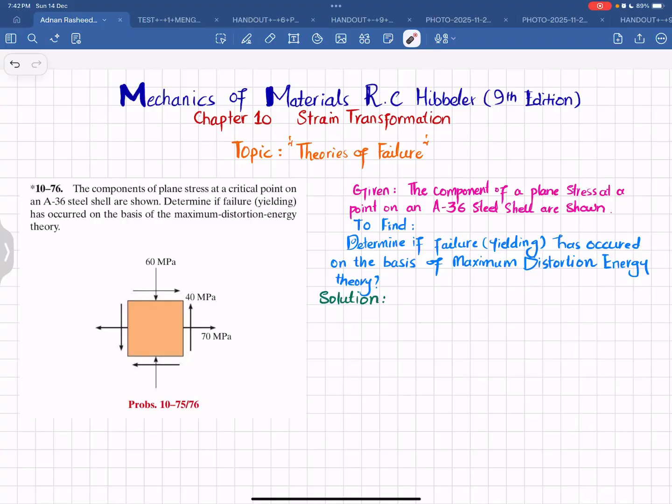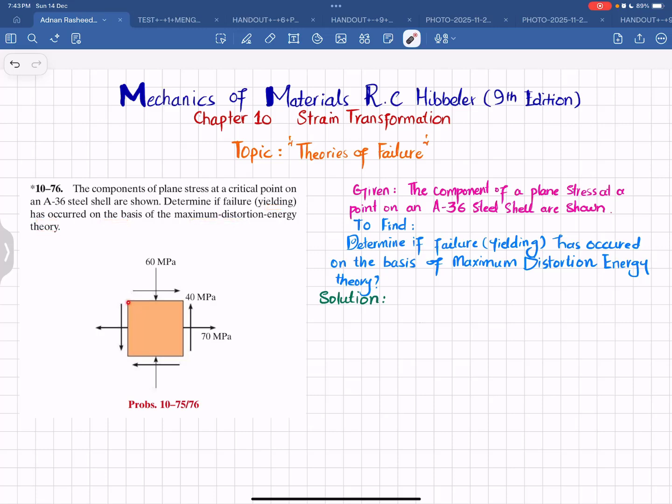Welcome back. In this video, we are going to solve problem 10-76, which is taken from chapter number 10, Strain Transformation, and the book is Mechanics of Materials by R.C. Hibbeler, 9th edition. The topic that we are covering is theories of failure. The statement is: the components of plane stress at a critical point on an A36 steel shell are shown. Determine if failure by yielding has occurred on the basis of the maximum distortion energy theory.